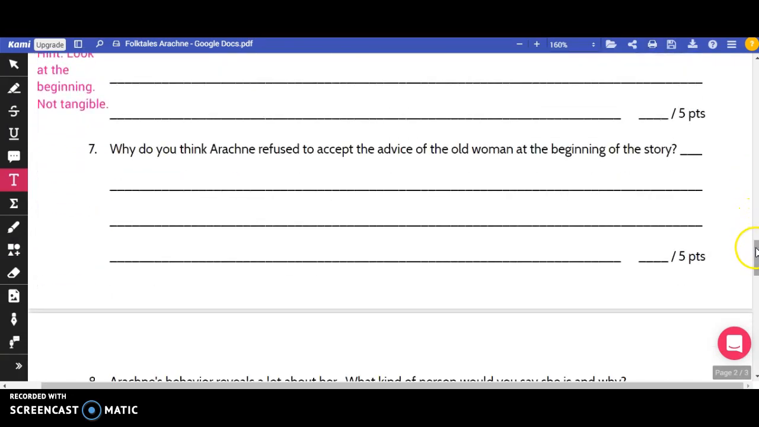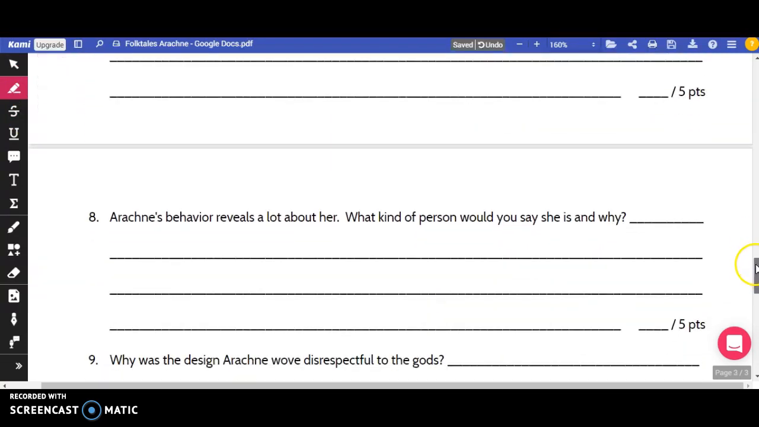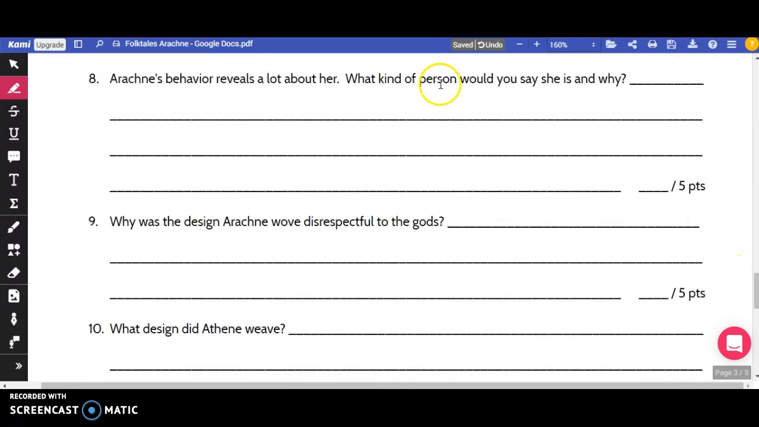Question 7. Why do you think Arachne refused to accept advice from the old woman at the beginning of the story? So this is a question where I'm asking for your opinion. So why do you think Arachne refused her advice, and especially so rudely? 8. Arachne's behavior reveals a lot about her. What kind of person would you say she is, and why? So would you say that she is nice? Would you say that she is rude? Would you say that she is prideful? Whatever you say she is, please back it up with evidence.